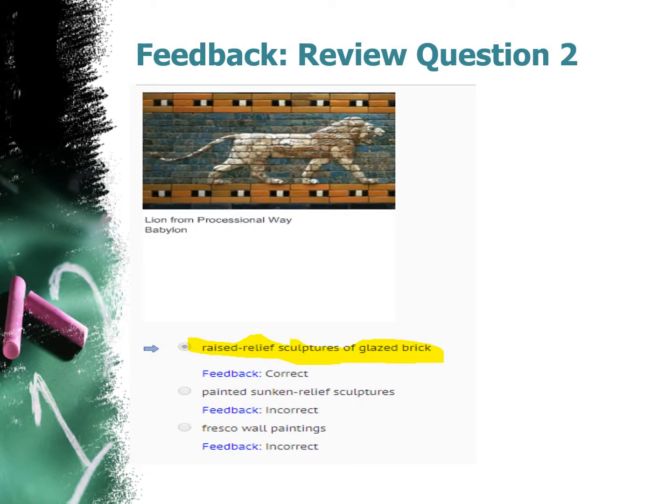So the correct answer for number 2 would be a raised relief sculpture of glazed brick. Now, if you're able to look really closely at this, if you can make it a little bit bigger, or if it's bigger on your screen, you can see that this is made of bricks, right? And you can see that it's glazed, it's like shiny. So hopefully this was a pretty easy question for you.